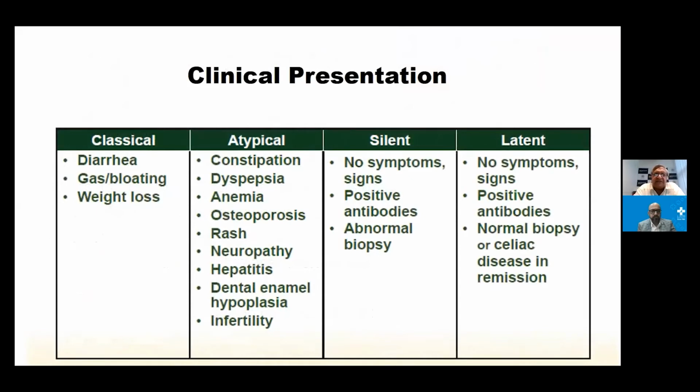So the clinical presentations can be classified into classical, which is diarrhea, gas, bloating, weight loss, or atypical, which is constipation, dyspepsia, anemia, osteoporosis, rash, neuropathy, hepatitis, dental enamel hypoplasia, and infertility, or silent. In many cases, the person has no symptoms and only positive antibodies are present. And if biopsy is done of the small intestine, then it is abnormal. Or it may be latent. No symptoms or signs are seen. Positive antibodies, normal biopsy, or celiac disease is in remission.